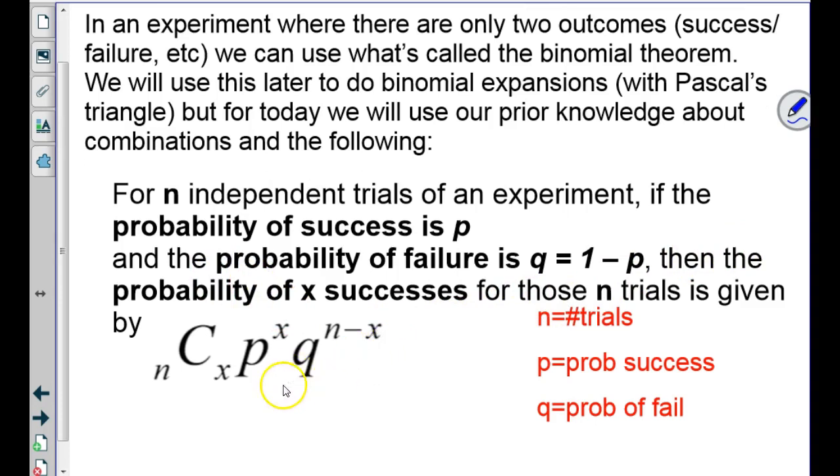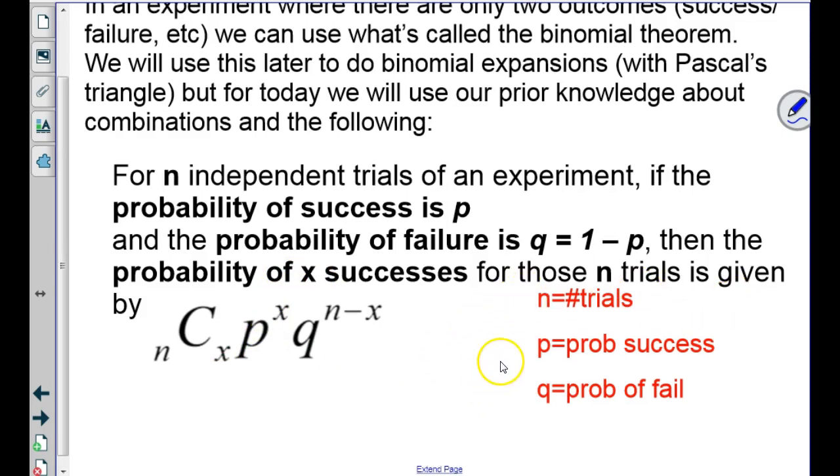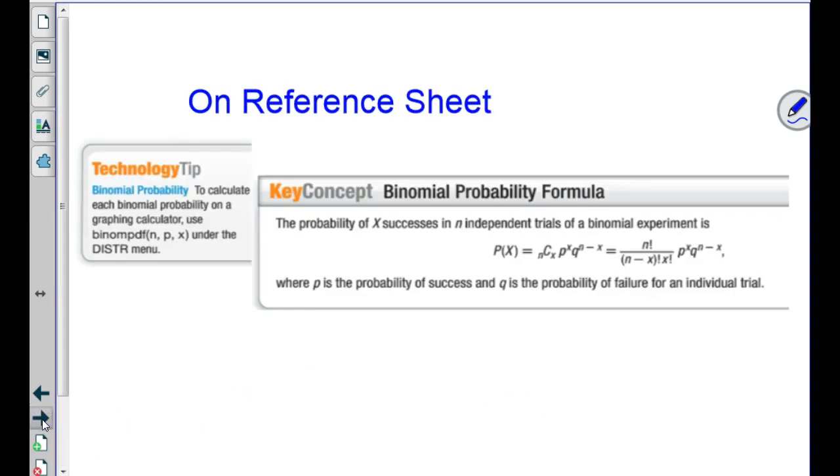The other thing you need to know here is that X is going to be the number of successes you want in those n trials. So n is number of trials, p is probability of success, q is probability of failure, and x is the number of successes you want to get. It is on your reference sheet. You picked that up one day this week. It's on there, just so you know. I'm going to teach you how to do it on the calculator, and that is also on there as far as where to look on the calculator, okay?